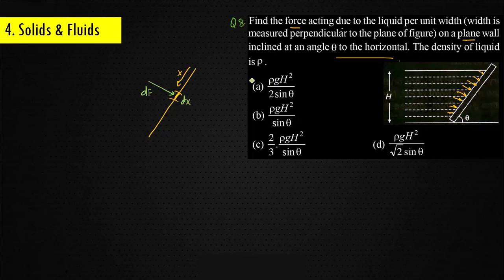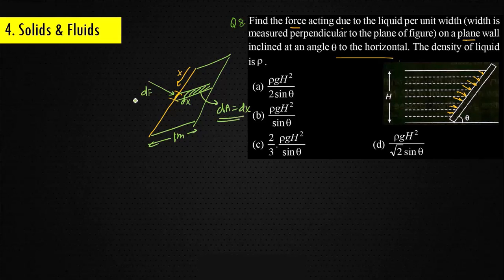Now what is the area? The width of the plate is not given. So let us say this is the plate and this is the cross section. I can take this as the width, and let us say this is 1 meter. So 1 meter is the width. What is the area? The area of this element is dx.